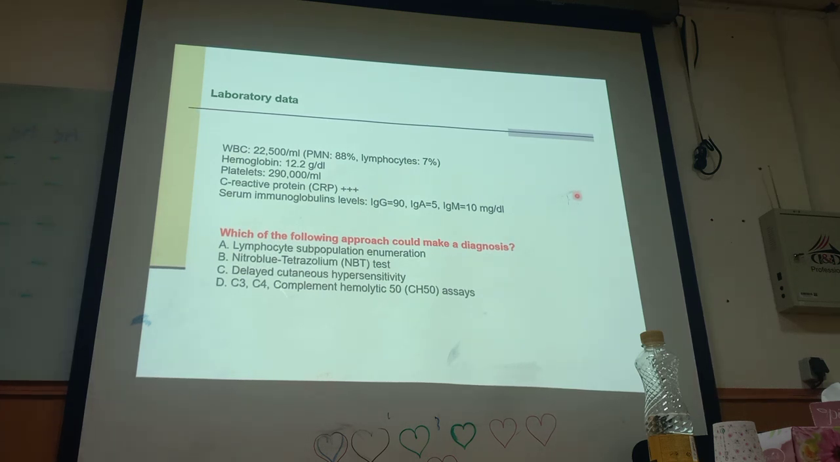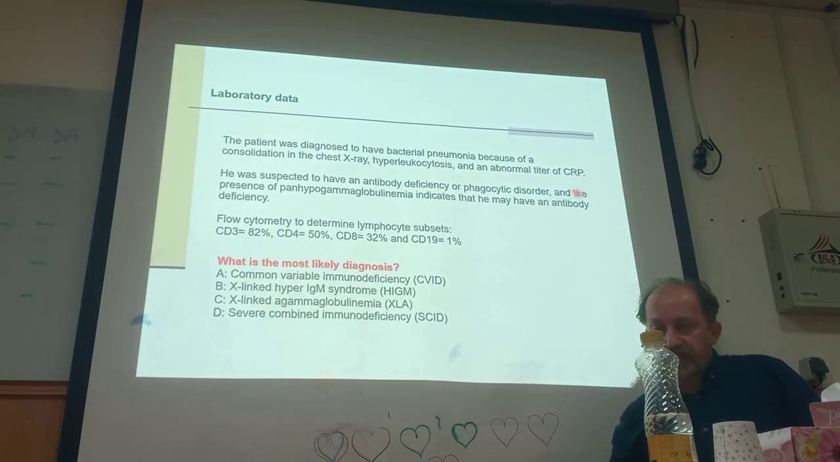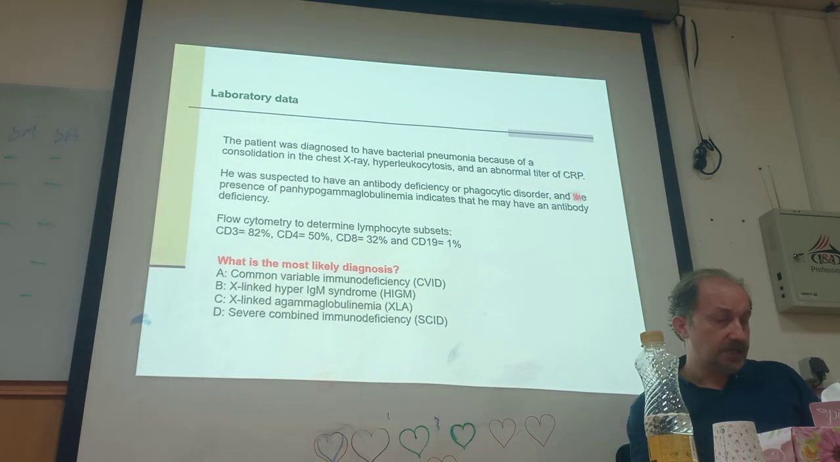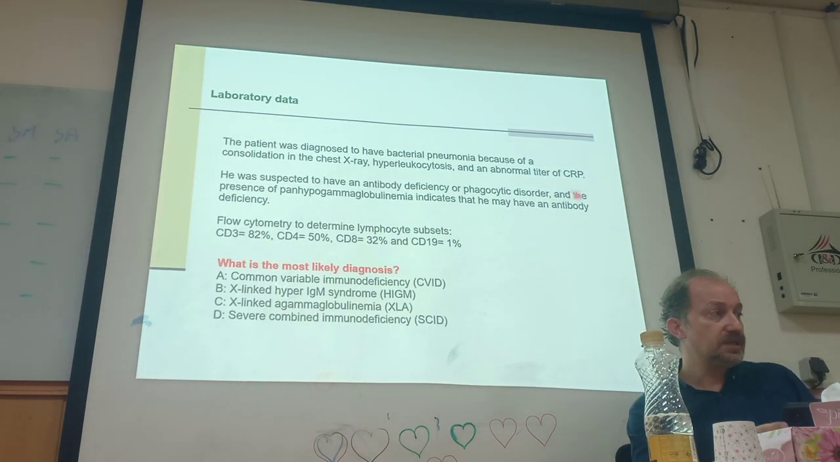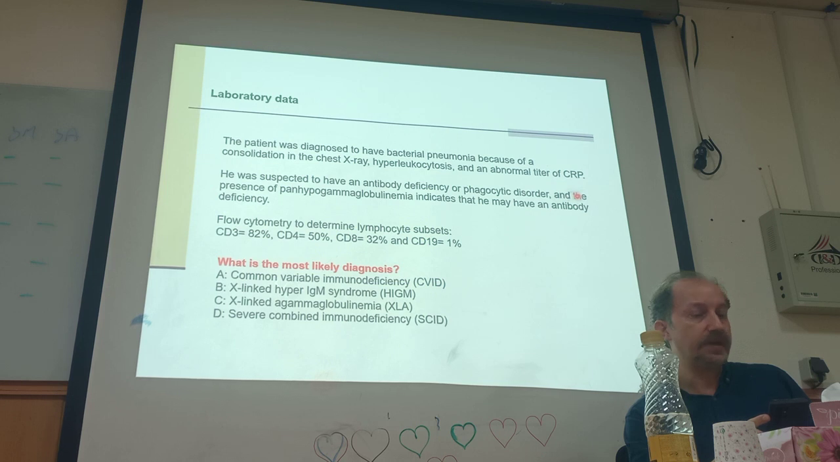I would like to show that it is SCID, CVID, or XLA. So I should check the B-cell, T-cell. Am I right? Exactly. So I checked the B-cell and T-cell, and I found that the patient has normal T cells, but the number of B cells is very low. Can you see? It's 1%. So what's the diagnosis? Excellent.